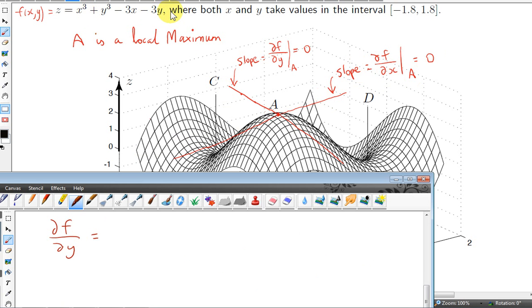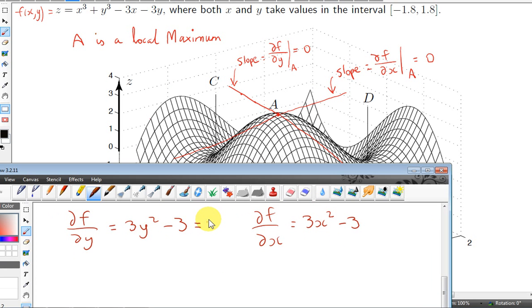Differentiate this thing with respect to y. So we treat x as if it's a constant. So x cubed becomes 0, y cubed becomes 3y squared. Minus 3x goes to 0, minus 3y becomes minus 3. Let's get df dx. So we pretend y is a constant. Differentiating x cubed with respect to x gives 3x squared. This term goes to 0, the next term becomes minus 3. The y term goes to 0.